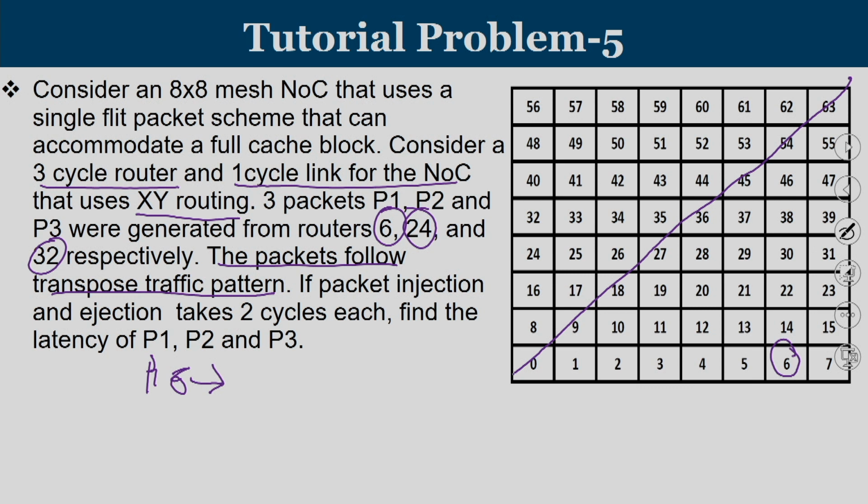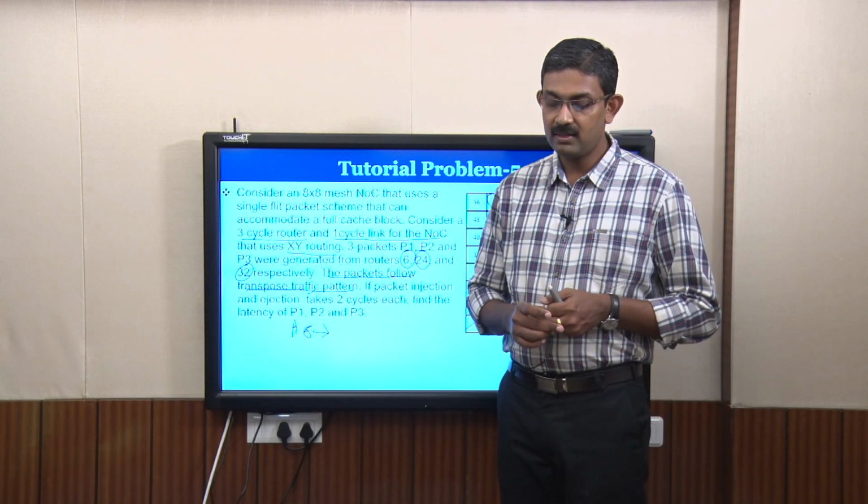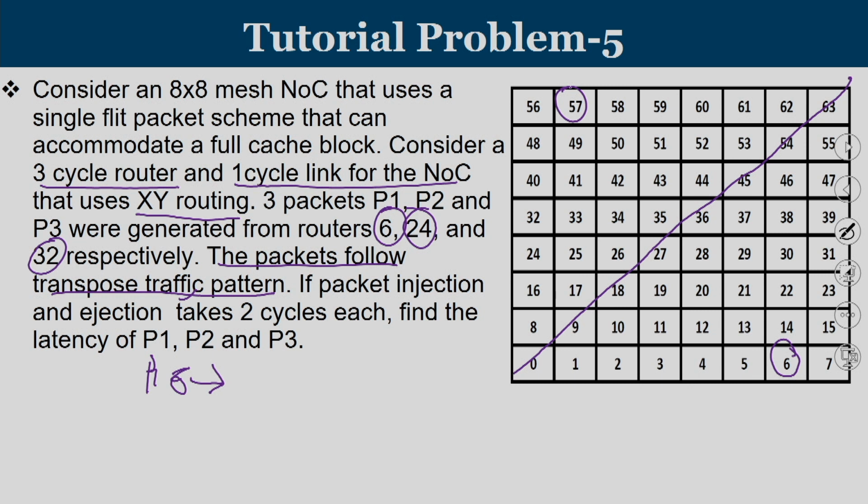Now, the source is 6, and the transpose of that is located at 57. So, the packet from 6 is sent to 57. Then we have to find out how many hops it will take to reach 57. It is using XY routing and we have to assume that there are no other contesting packets. So, for a packet from 6 to reach 57, how many hops are there? It is 1, 2, 3, 4, 5, 6, 7, 8, 9, 10, 11, 12. So, it takes 12 hops from 6 to 57.